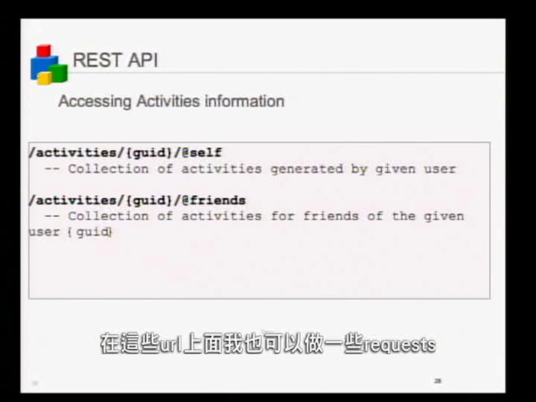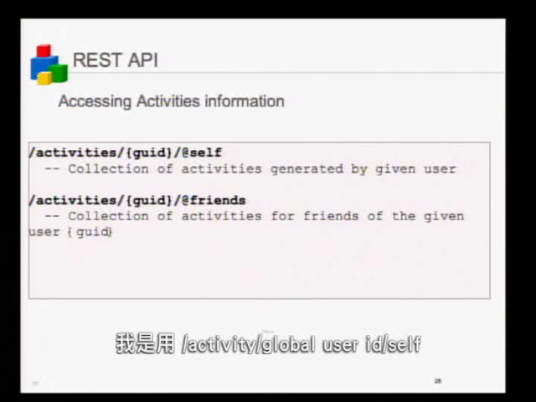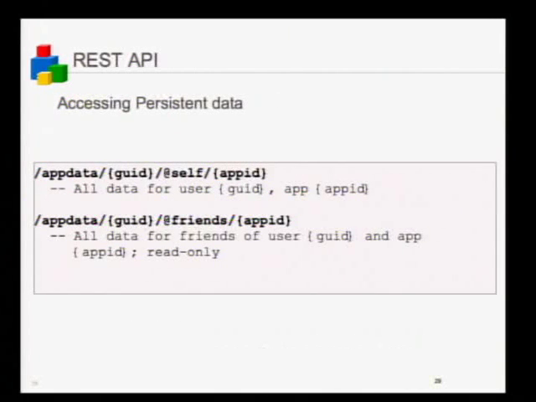So if I want to see the activities of this particular user, I would just have activities slash the user ID slash @self, and I would see all the activities that this person has been doing. I'll move on to the application data.